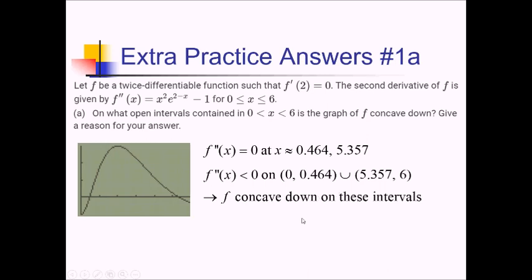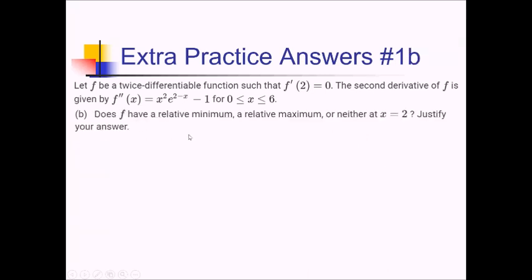And now we're done. For this part of the problem, we want to know if f has a relative min, max, or neither at x equals 2. So there's a few ways you can test for this. One is by checking for sign changes in the first derivative. Can't really do that here because we don't know the first derivative. We do know that f prime of 2 equals 0, though. We do know we have a critical point.